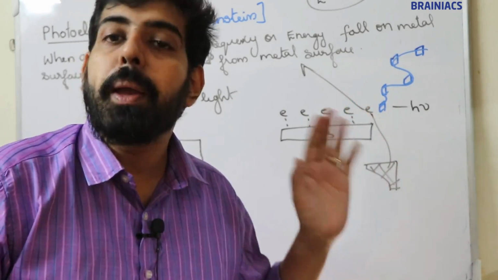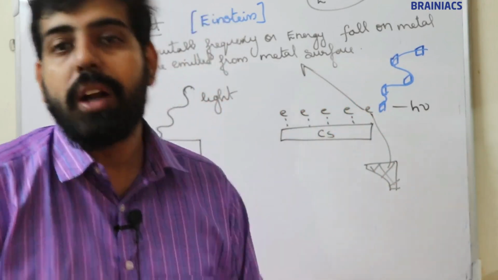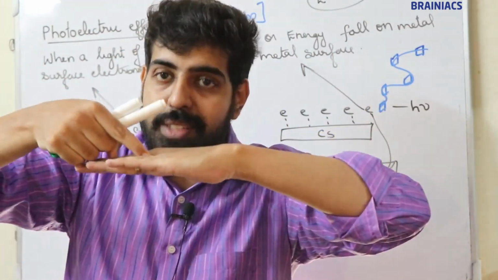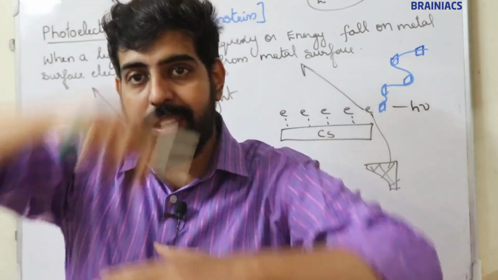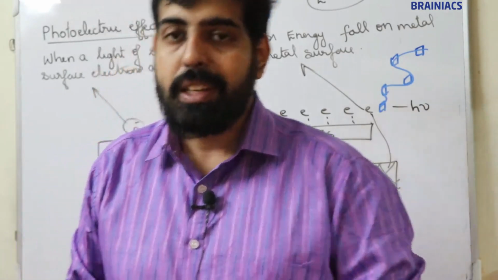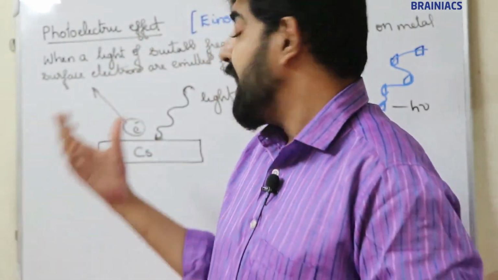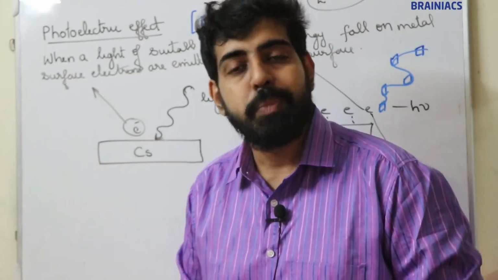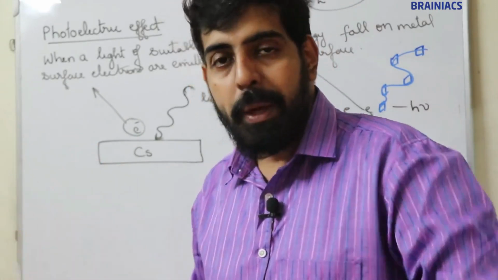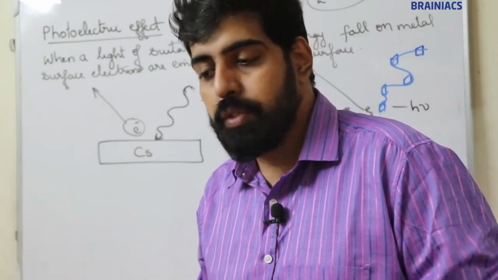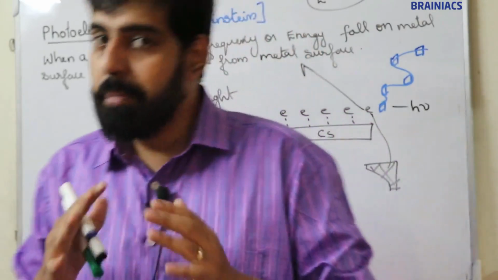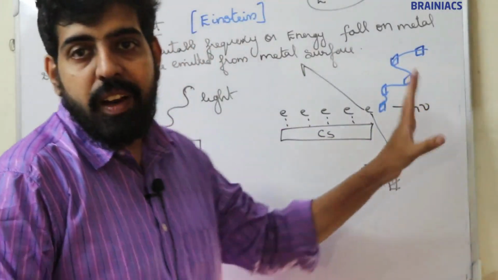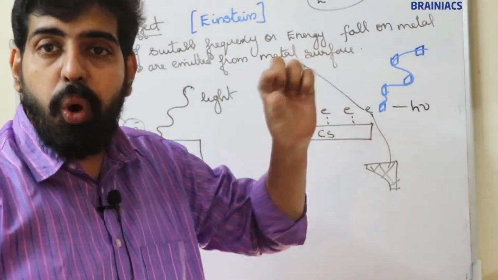This is explained by Einstein by using Planck quantum theory. So photoelectric effect means when light strikes on metal surface, electrons are ejected from the metal surface. This was first observed by Heinrich Hertz, but he could not explain the science behind this phenomenon. And this was explained by Einstein by using Planck quantum theory. Light consists of energy packets called photon.